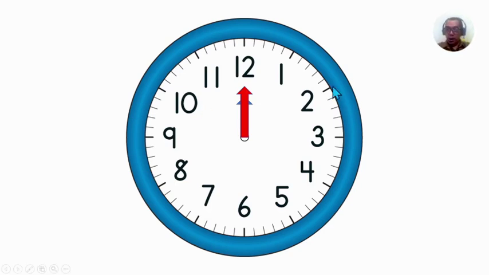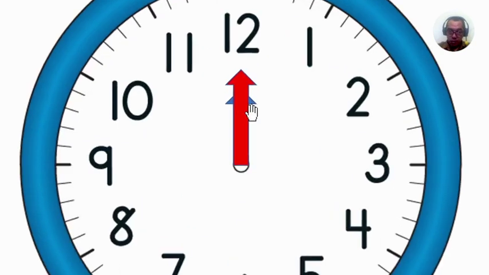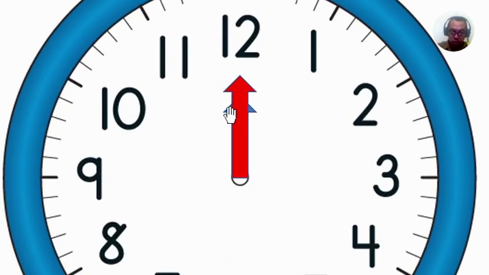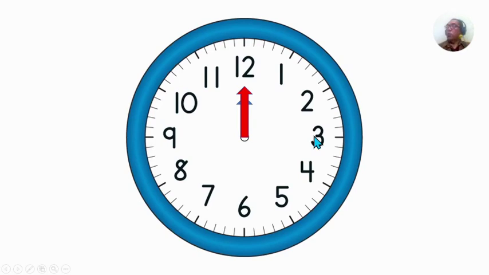And the shorthand, if you can see it, is behind the long arrow, behind the red arrow. There is the blue arrow. So the shorthand shows the hour. Shorthand shows hours. So this clock is 12 o'clock.